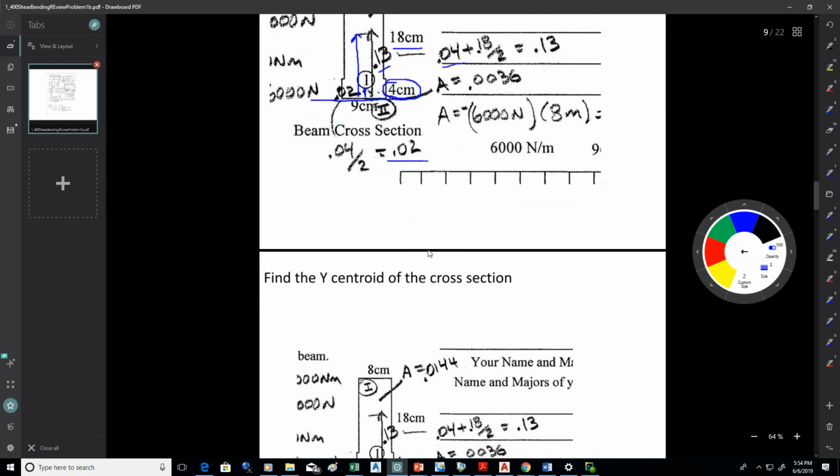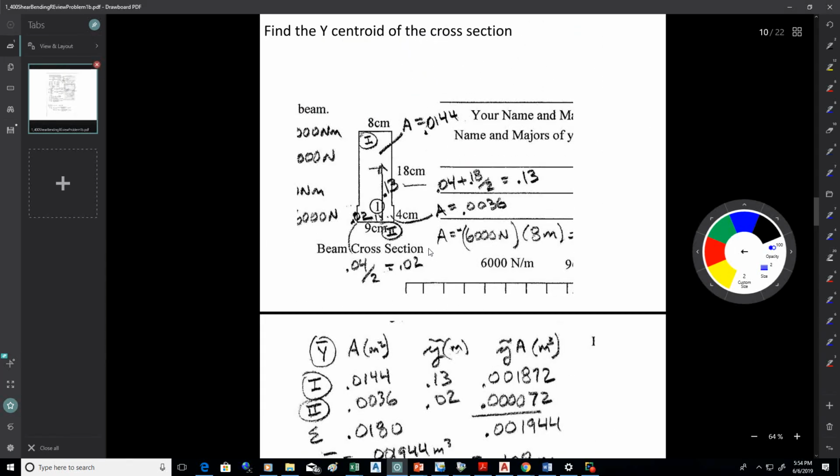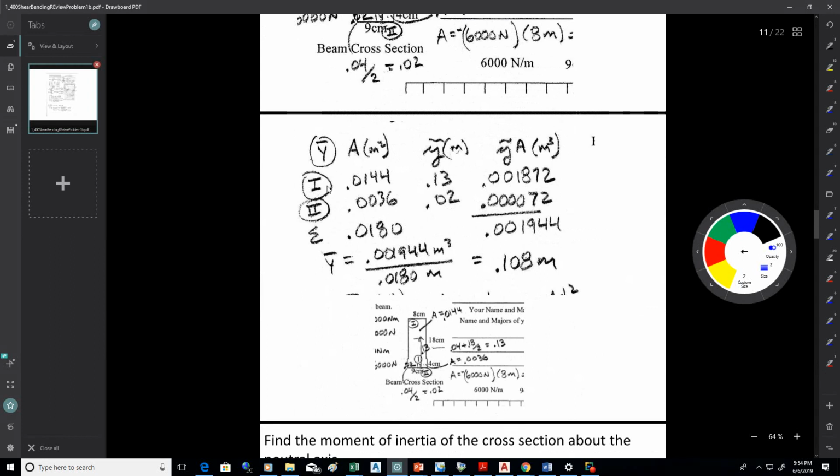All right, now once you've got that, you've got the numbers. Now you can put that into a little table. We've got the top rectangle number 1, the bottom one number 2. We got the areas that we calculated. We got the y-bar distances from the base of the beam to the centroids, and then we multiply those together and get y-bar A. Add those up and you get the total. Divide by the total area here, which is the sum of these two, and you get the centroid, 0.108 meters.